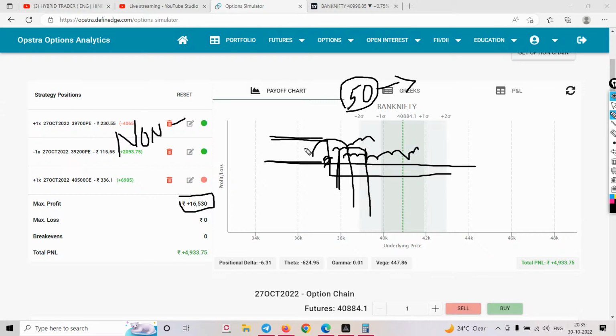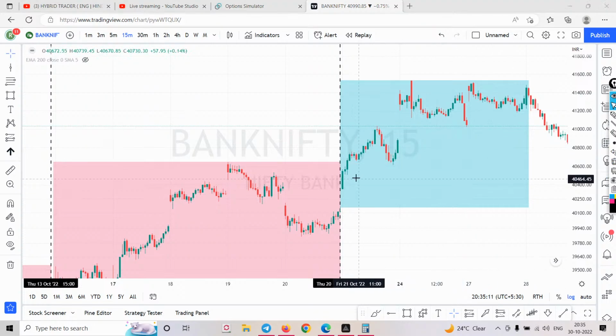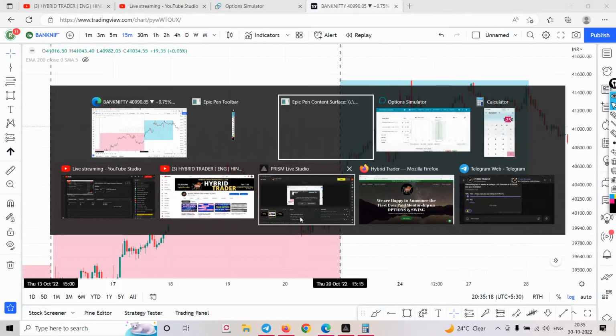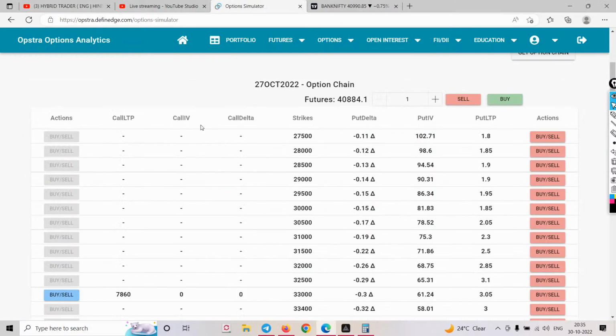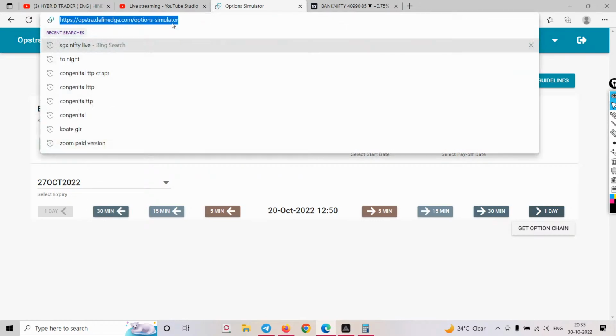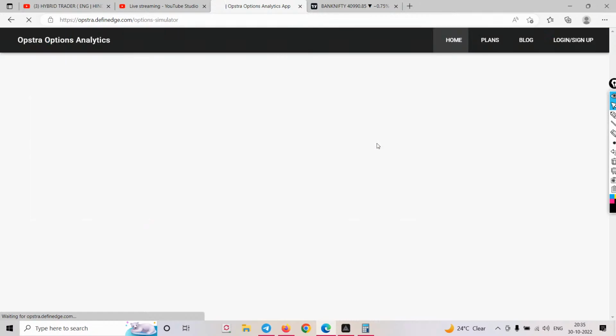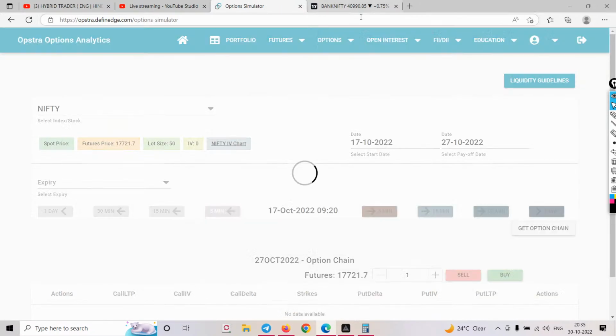Okay, so this is done, friends. Now let me deploy an iron fly and I'll show it to you. I'll deploy an iron fly for the same week and show you an example. I'll reset again. Let me refresh the page, friends. I don't know why Opstra is getting stuck. Let me deploy an iron fly and show it to you.